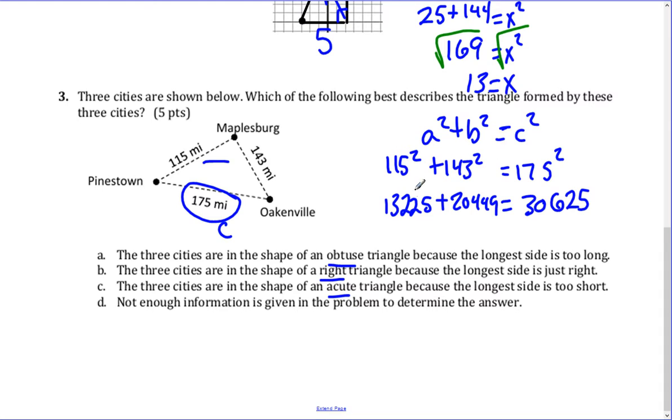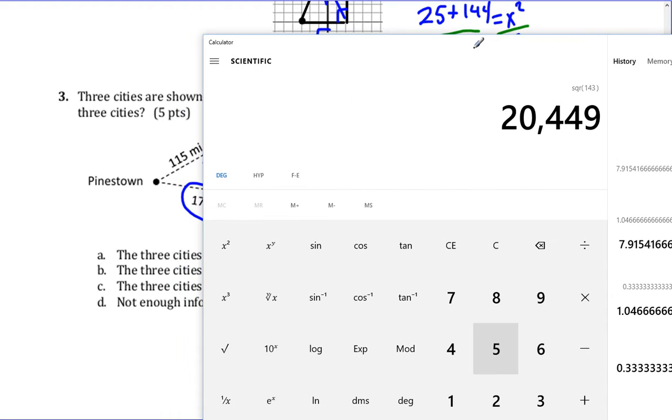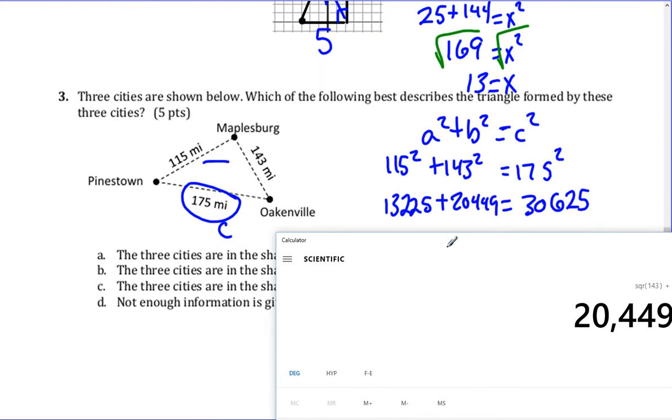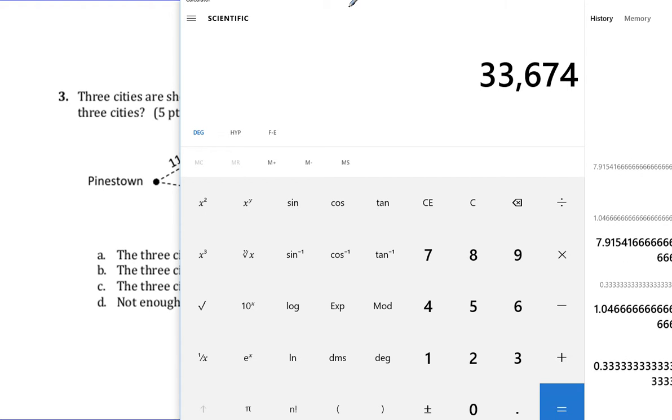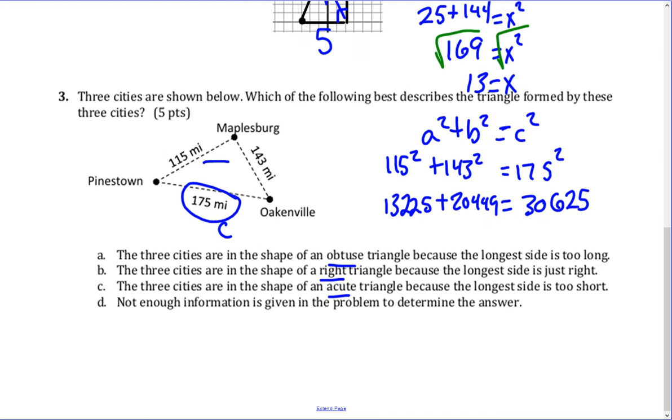I have to add this up still. So this guy, 20,449, plus 13,225 equals 33,674. So this is not true, which means this is not a right triangle. This will only be true if you have a right triangle. The Pythagorean theorem will only work if you have a right triangle. It didn't work here. That's how I know it's not a right triangle.